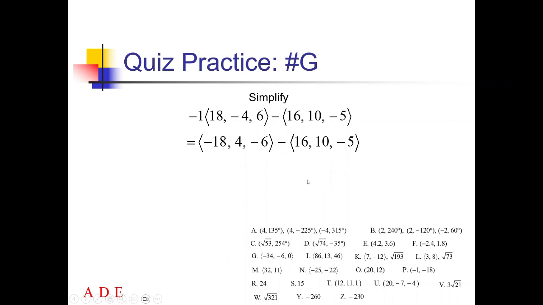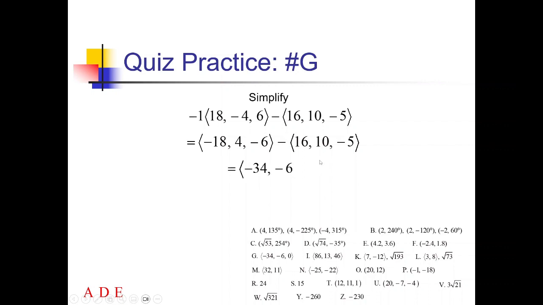Next up, I'm going to subtract pairs of coordinates from each of these vectors. Whatever's in the same position gets subtracted. So I have negative 18 minus 16, which is negative 34. And then 4 minus 10, that's going to be negative 6.